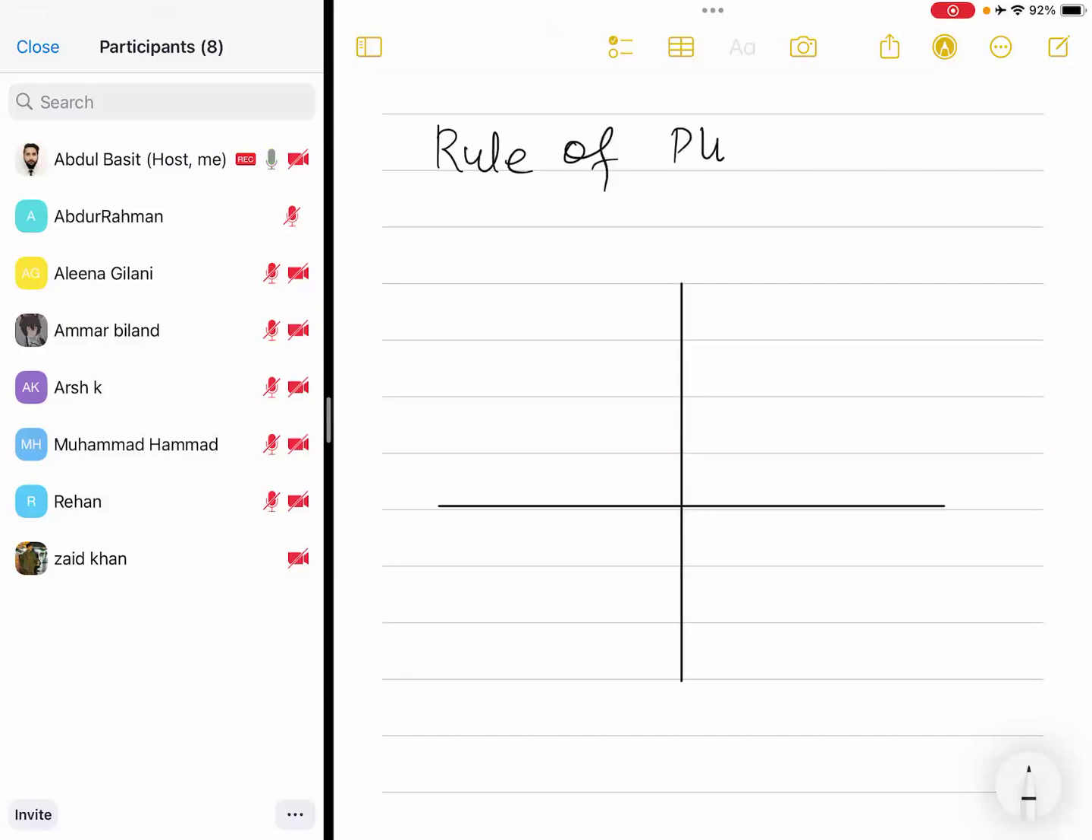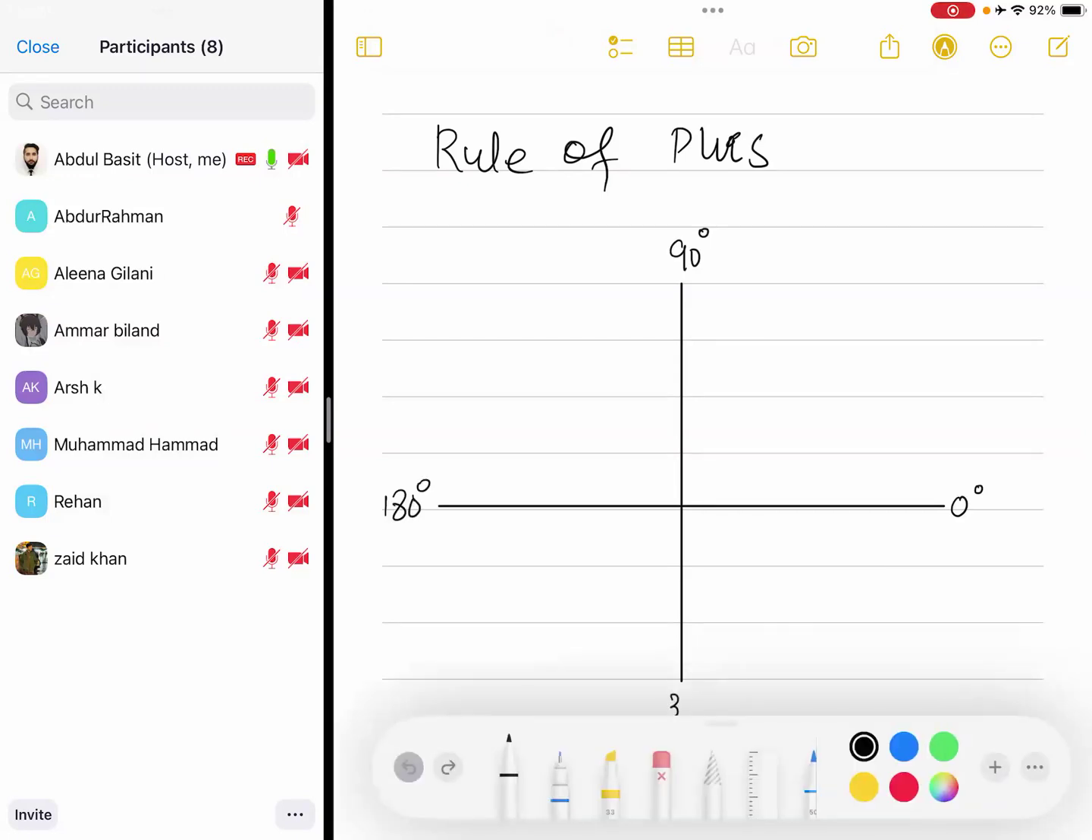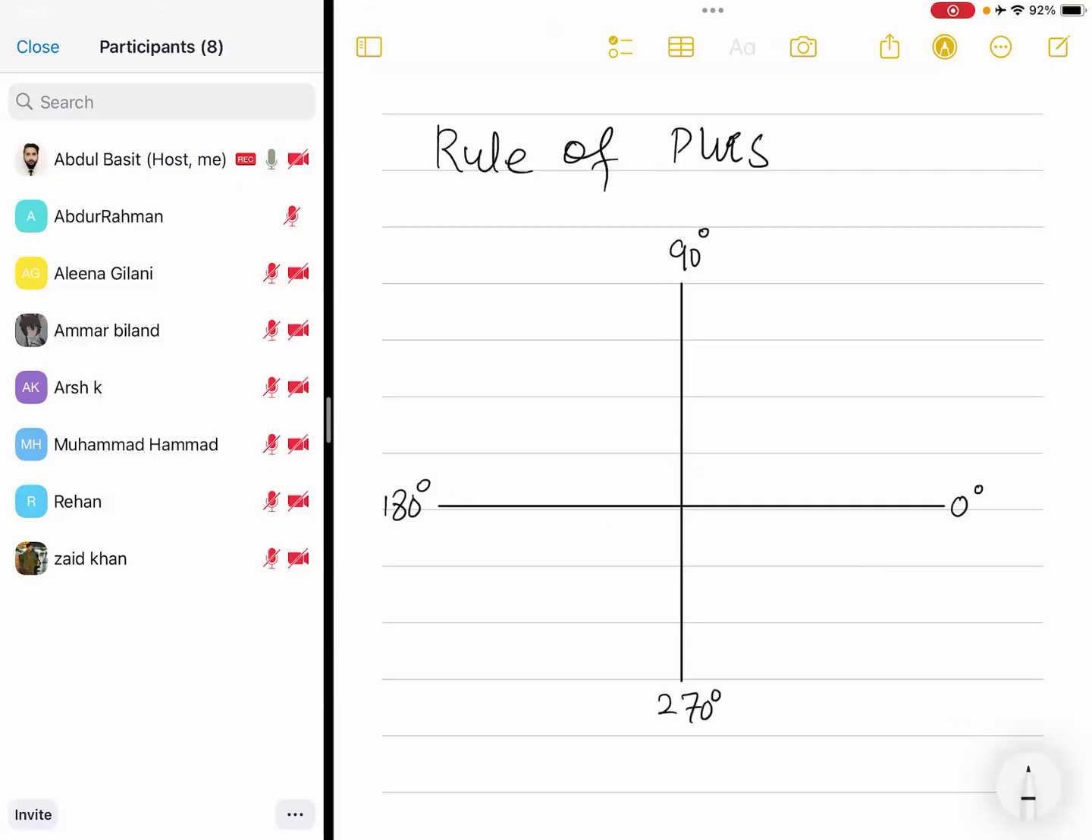According to this rule, this angle is 0 degrees. This angle is 90 degrees. This angle is 180 degrees. This angle is 270 degrees. And this angle is 0 or 360 degrees.